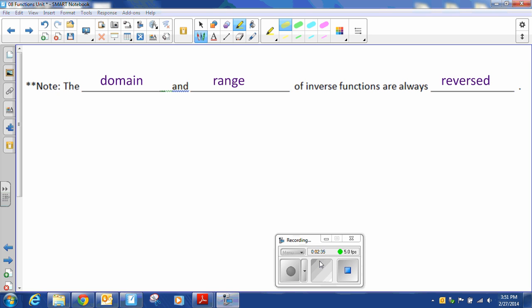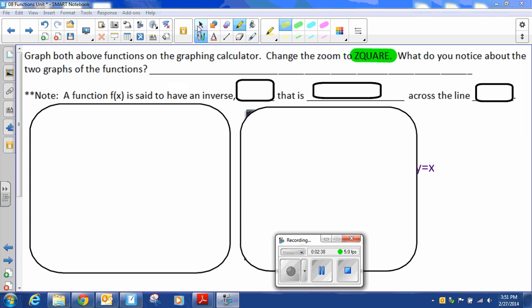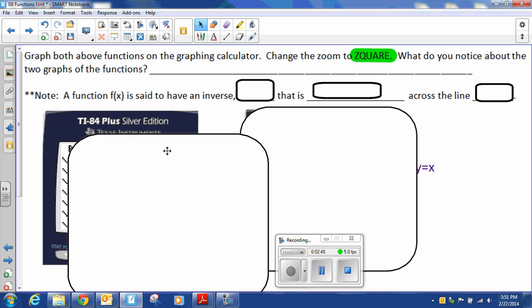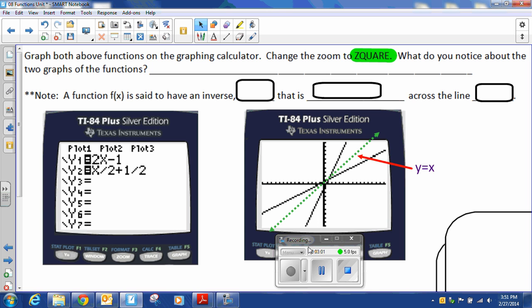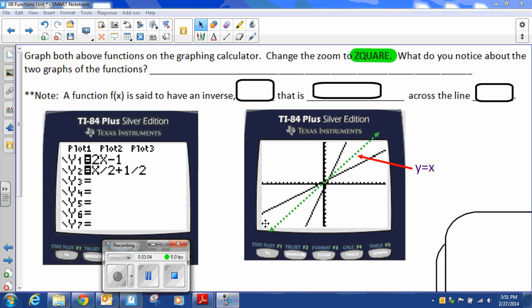Now, a third thing that we learned today is that when you graph inverse functions, it's a special relationship. So if we take a look here and we graph in the graphing calculator our first function, f of x, which was 2x minus 1, and g of x, which was x over 2 plus 1/2, we end up with this over here. This one down here is 2x minus 1, and this one right here is x over 2 plus 1/2.